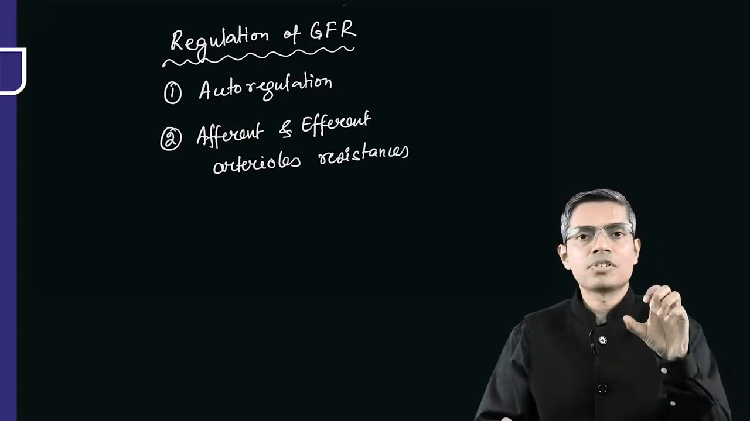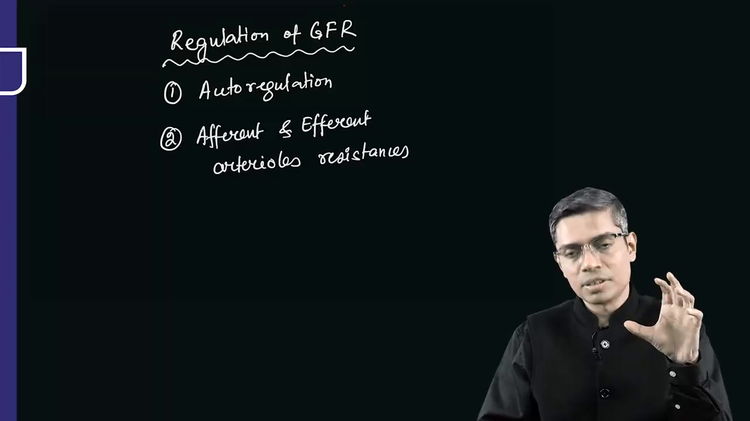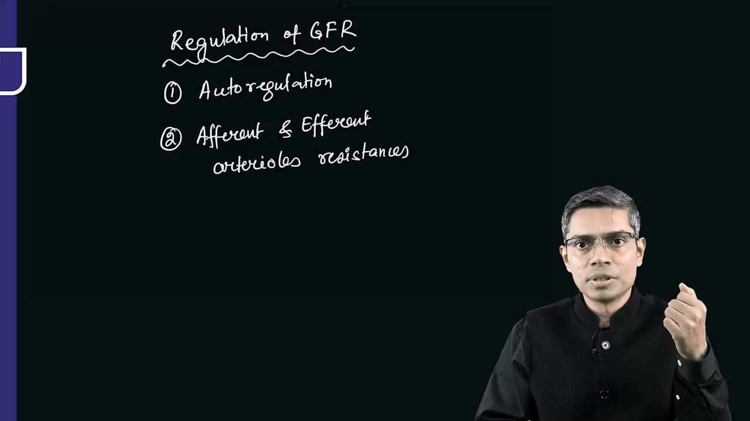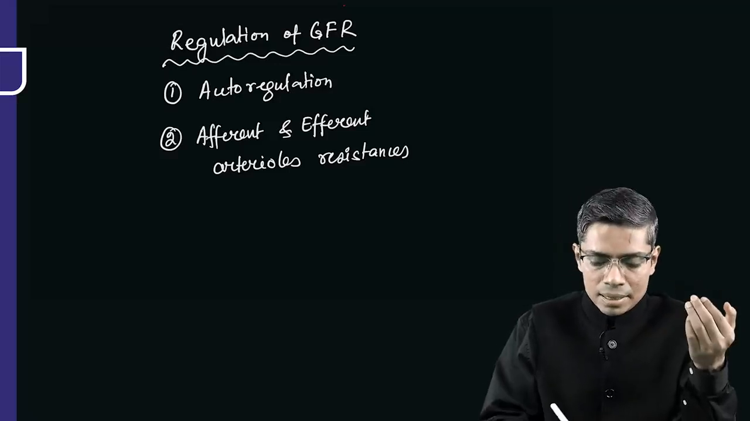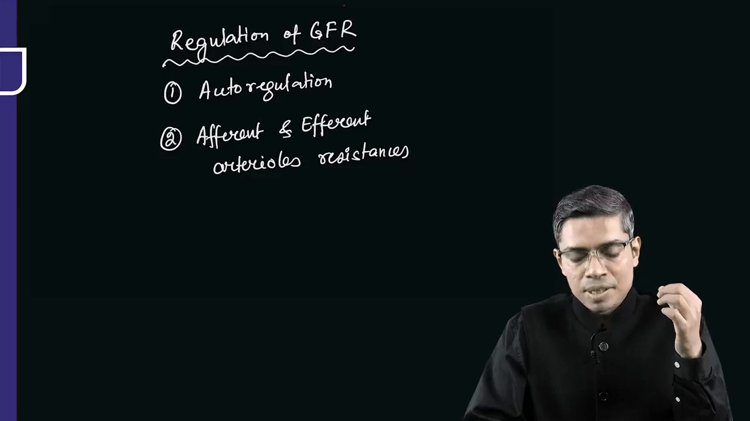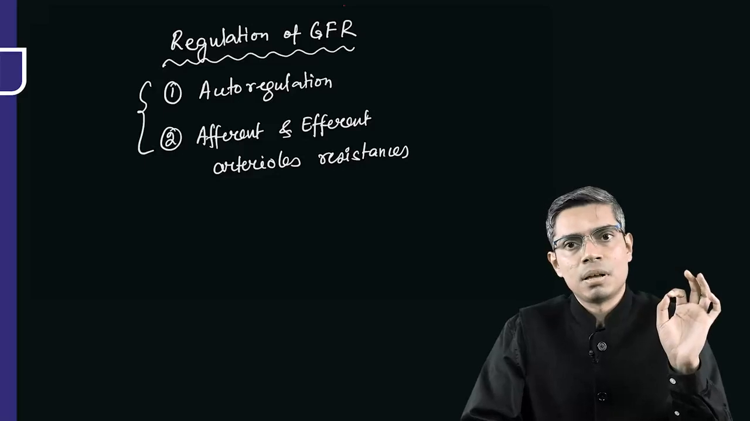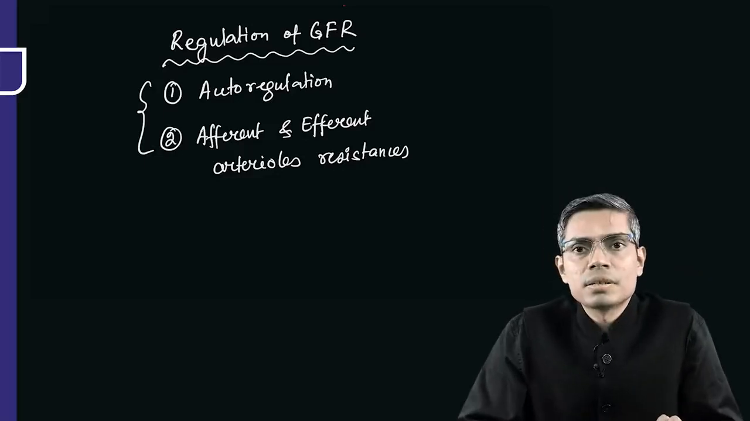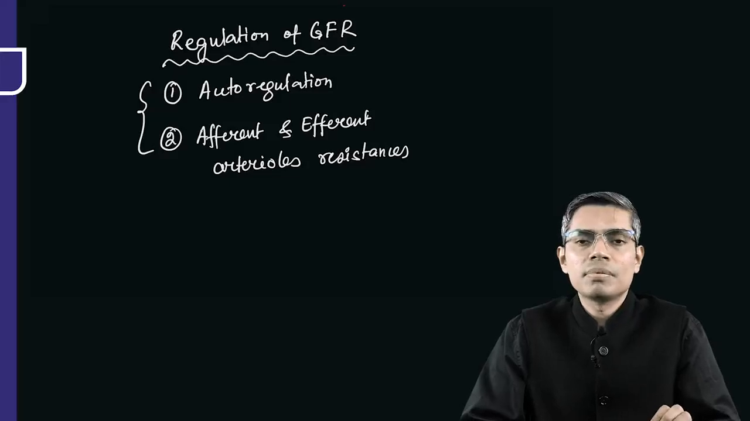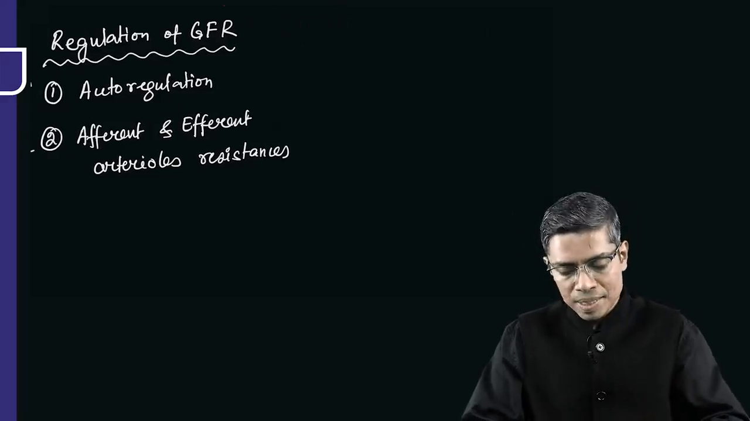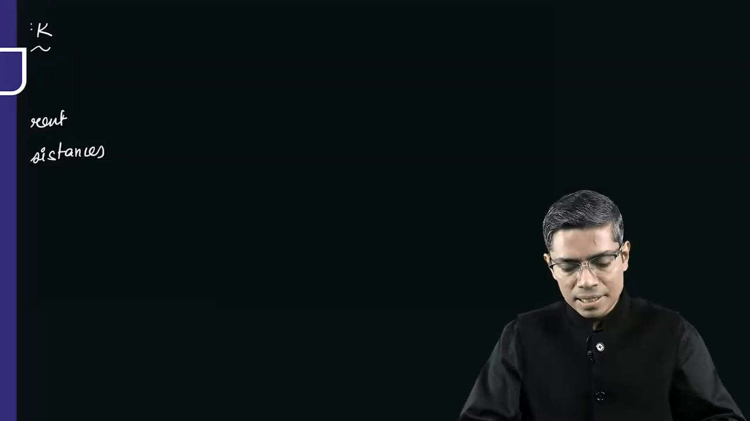If you cause constriction or relaxation of the afferent or efferent arteriole, then GFR will also change. GFR will be regulated, and also by auto-regulation. So these two are the major regulators of GFR. First, we are going to understand auto-regulation of the kidney.